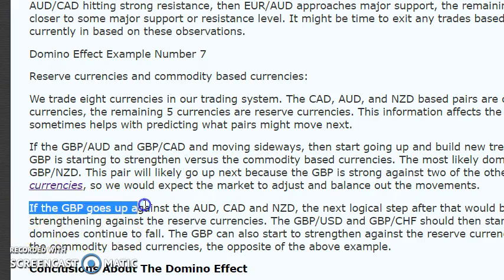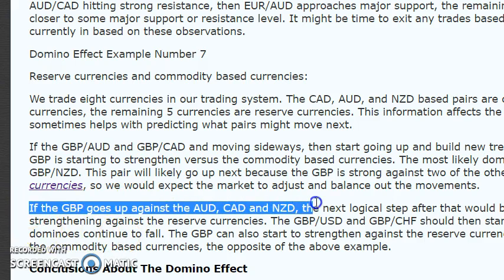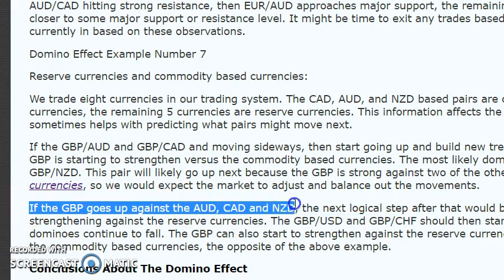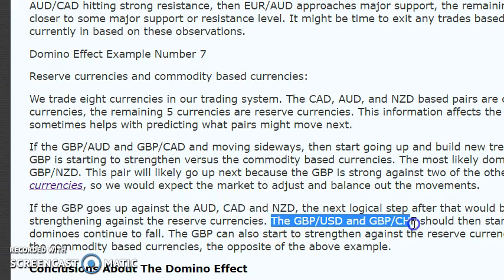So, if the pound is moving up against all of these three currencies, that's starting to exert quite a bit of pressure on the British pound going against the reserve currencies. So, once these movements have occurred, now the British pound is starting to get a lot stronger, and it could easily spread to the British pound against the other reserve currencies, like the British pound against the US dollar, Swiss franc, or yen, where your reserve currency is the currency on the right.